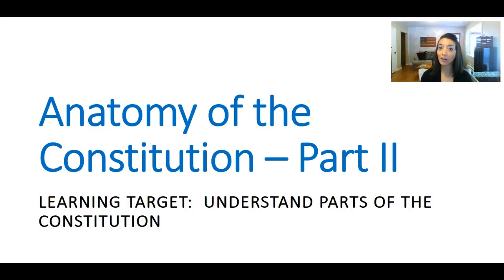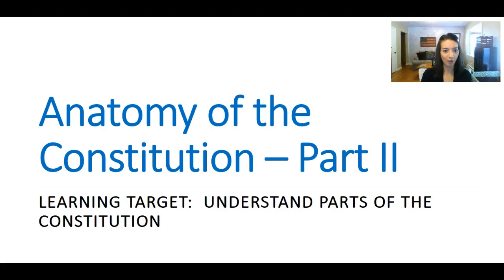Today's lesson is part 2 of the Anatomy of the Constitution. So let's go over the learning target again, and it is understand the parts of the Constitution. In part 1 of the video lesson, we went over the executive branch and also the legislative branch of the 3 branches of government which are outlined in the Constitution. What is left today is to cover the judicial branch and then a few other parts of the Constitution.